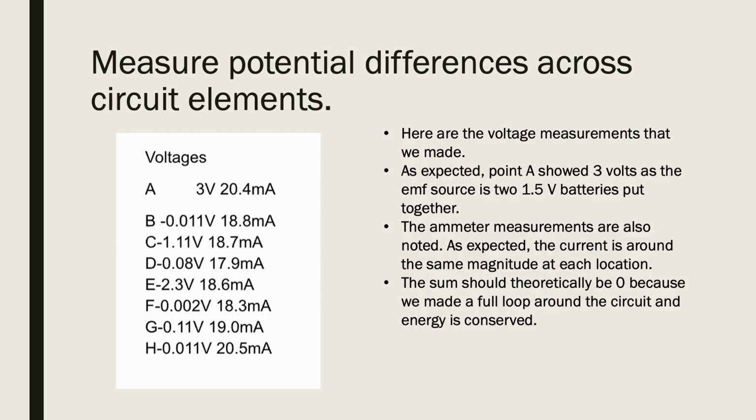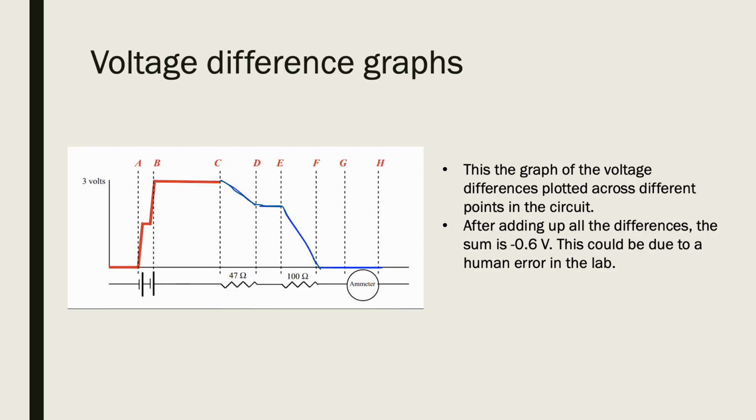The sum should theoretically be 0 because we made a full loop around the circuit and energy is conserved, as per Kirchhoff's loop rule. Here's a voltage difference graph that we plotted using the values that we got from measuring the voltage differences across the circuit. As expected, there is a voltage drop at the 47 ohm resistor and an even larger voltage drop at the 100 ohm resistor. The total should go to 0. However, after adding up all the differences, the sum we got was negative 0.6 volts. This could be due to human error in the lab.